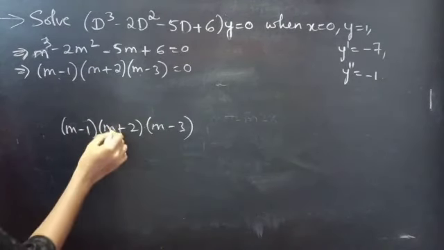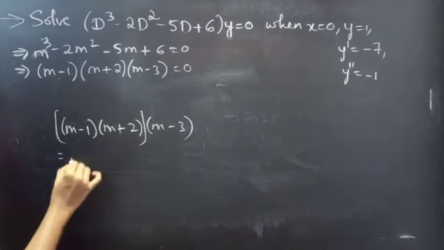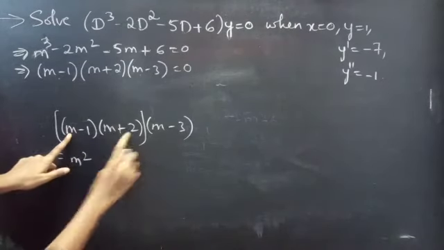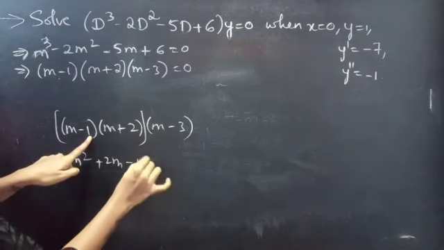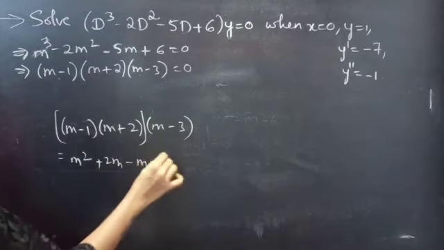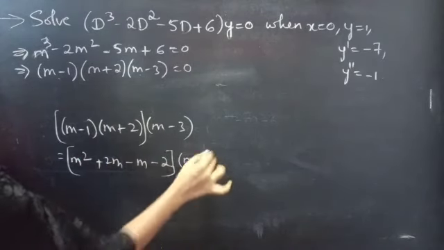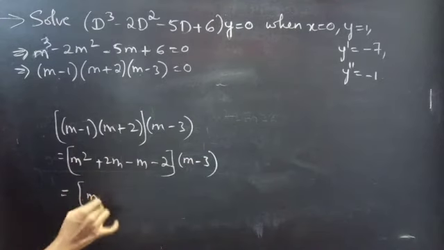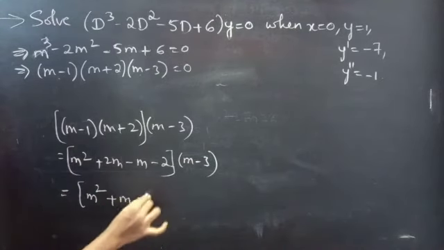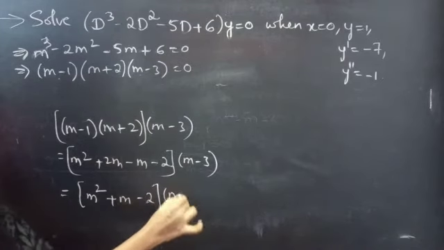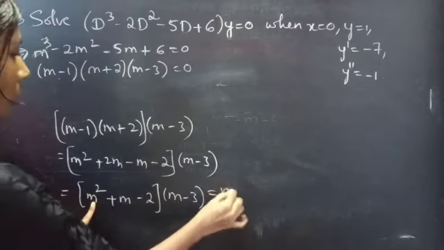(m minus 1) into (m plus 2). Firstly, m into m square, m into 2 is plus 2m, minus 1 into m, minus 1 into 2 is minus 2, into (m minus 3), is equals to m square plus 2m minus m is plus m minus 2 into (m minus 3), and this is equals to m square into m is m cube.